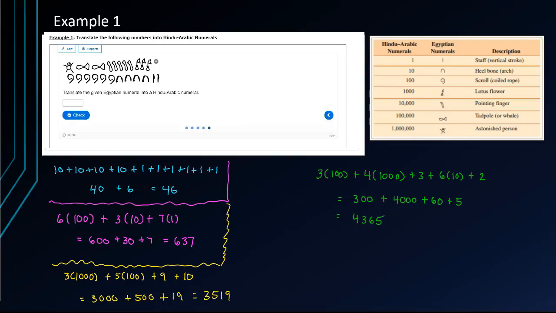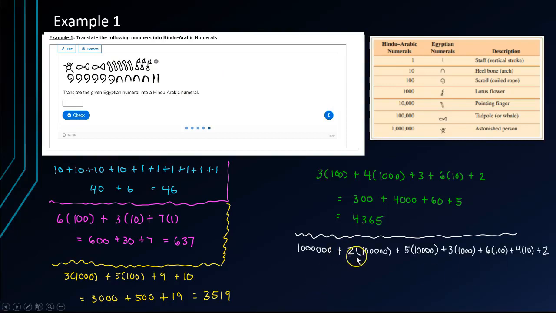And then the last one you were given, I have one of these, which is the astonished person, which is 1,000,000. I have these tadpoles, sometimes whales, sometimes known as fish, which are 100,000. These are pointing fingers, which are each worth 10,000. These are, again, symbols we've already used.